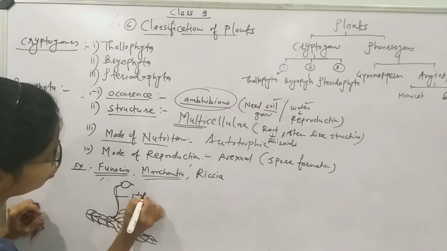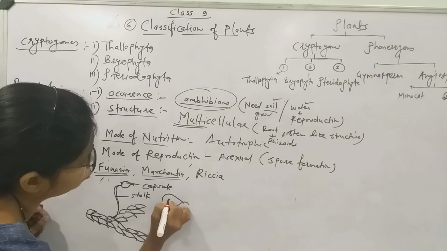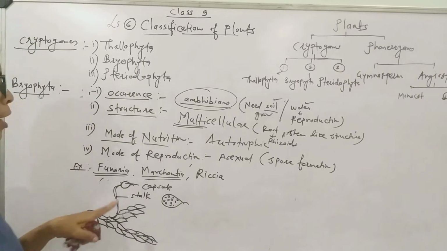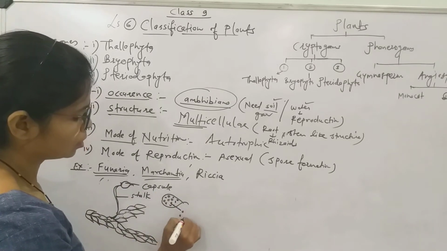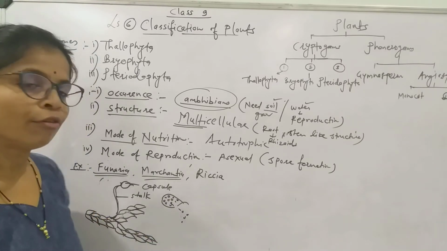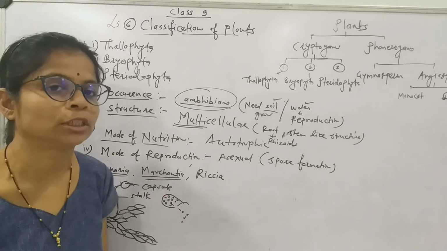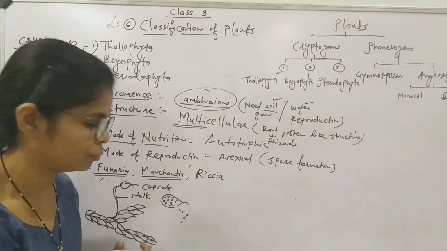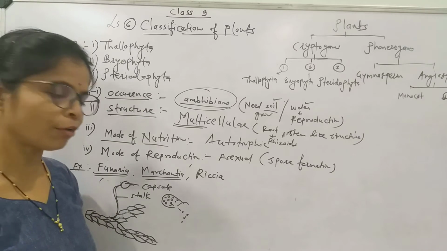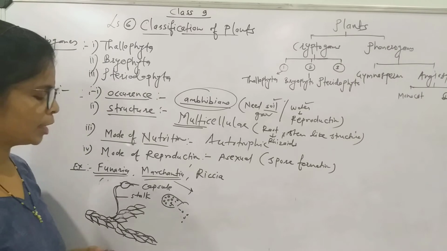This is the stalk and this is the capsule, and inside this capsule there are spores hidden. When the spores mature, they rupture the capsule and fall in the soil, and there is again formation of such a bryophyte. That is Funaria again. So this is in the case of Funaria. We will see the example of Marchantia now.